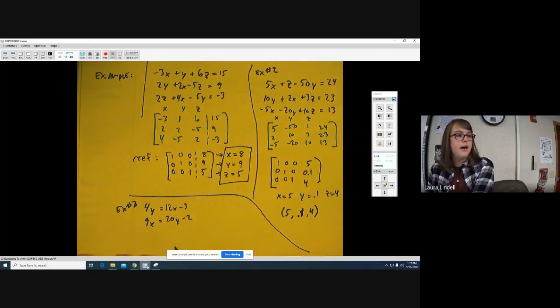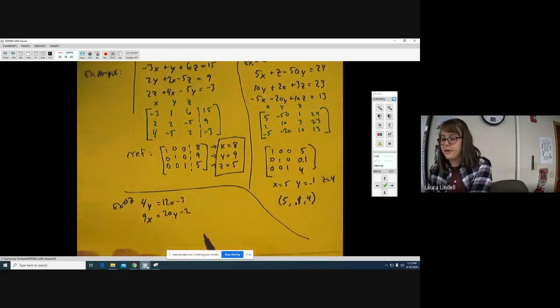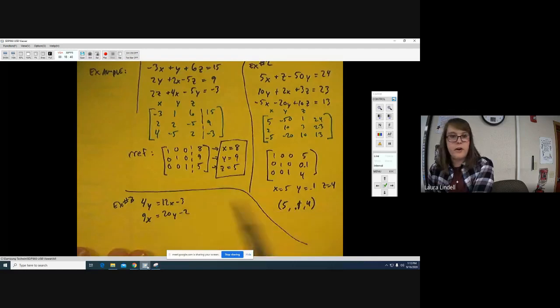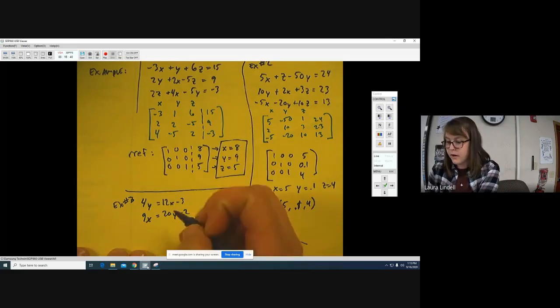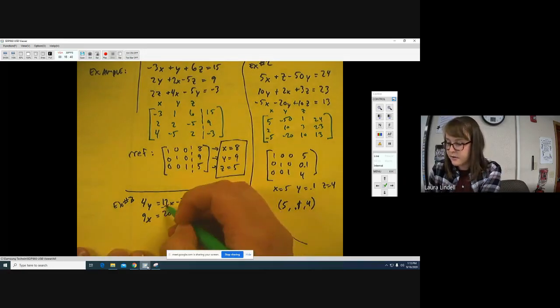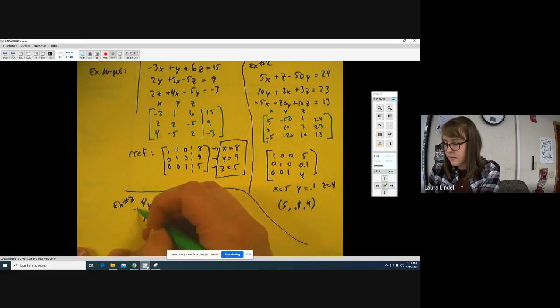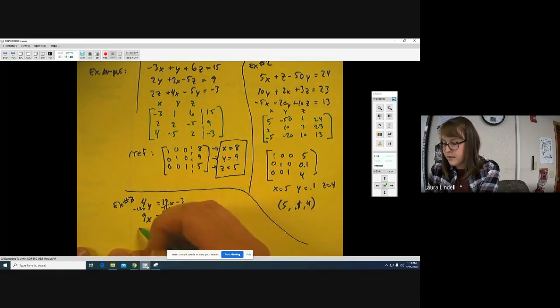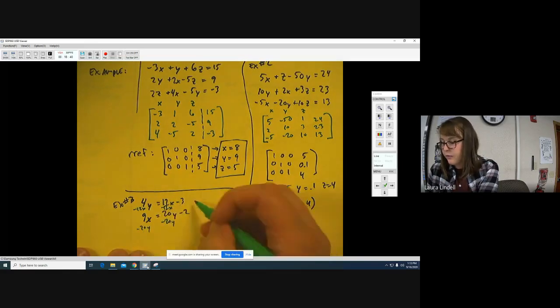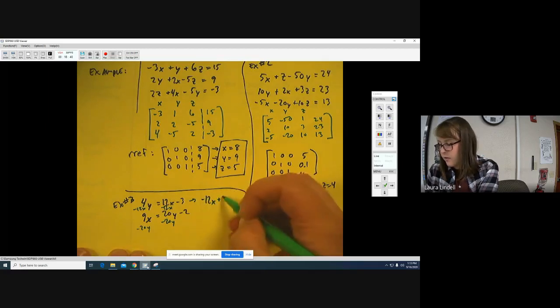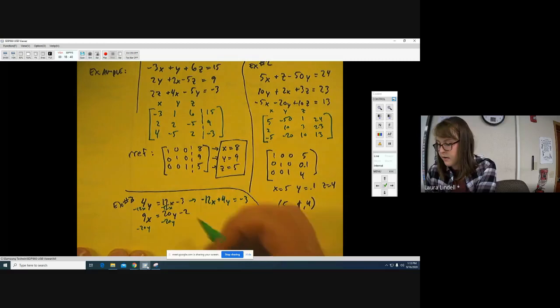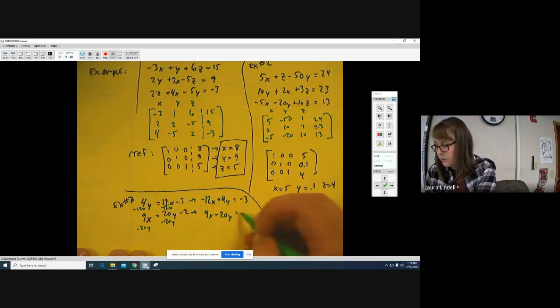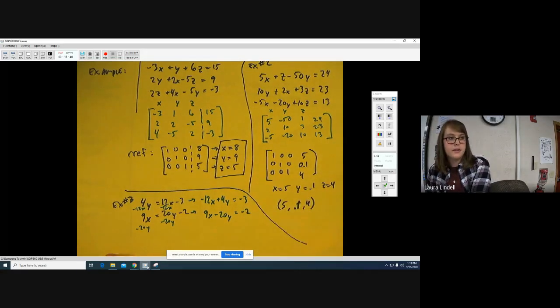So for this one, I just wanted to go over really quick that you would need to move all of your variables to the left-hand side first. So in order to put this into a matrix, you would want to subtract 12x from both sides first. And subtract 20y from both sides of this one first. And rewrite it as negative 12x plus 4y equals negative 3. And rewrite this as 9x minus 20y equals negative 2 before you start.